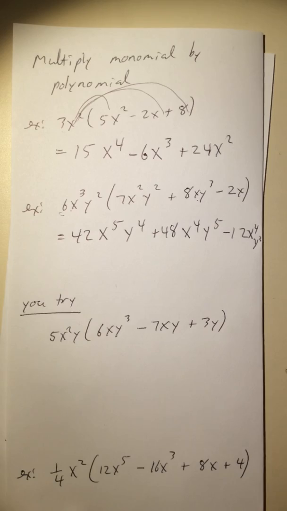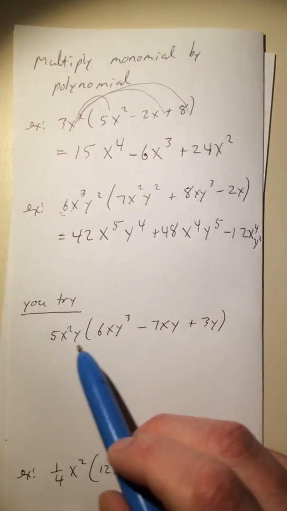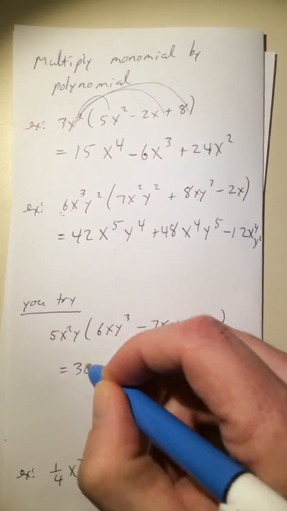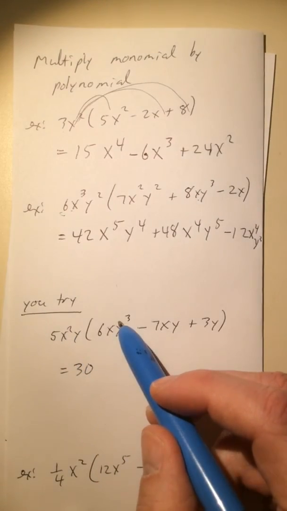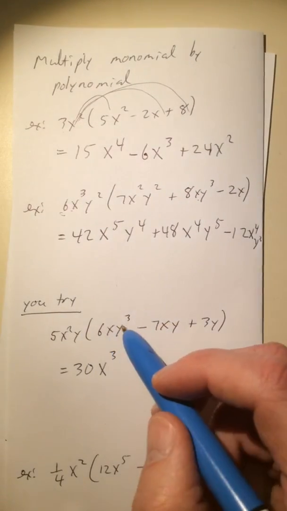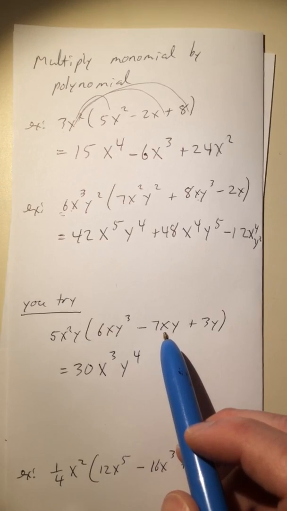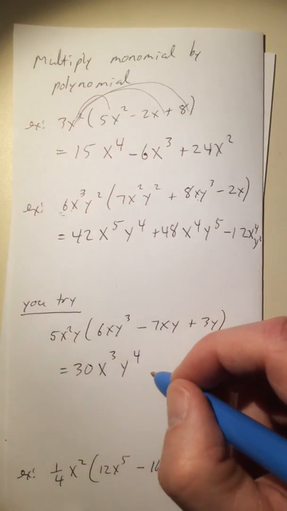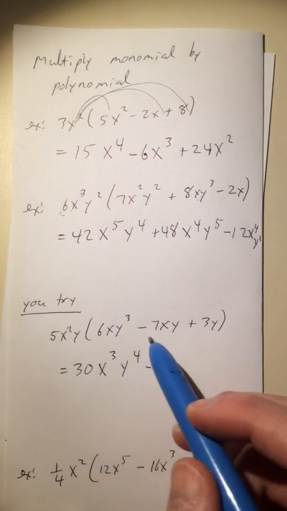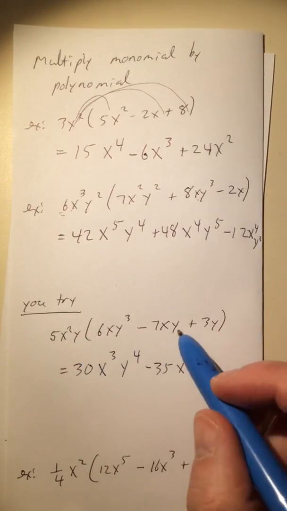Okay, so hopefully you got a chance to try it, and it went well. So we're going to multiply the first term by 1, 2, 3. So 5 times 6 is 30. X squared times x to the first, remember there's a 1 there, is x to the third. And y times y cubed is y to the fourth. We do the same thing over here with the next term. So 5 times negative 7 is negative 35. X squared times x is x to the third. And y times y is y squared.